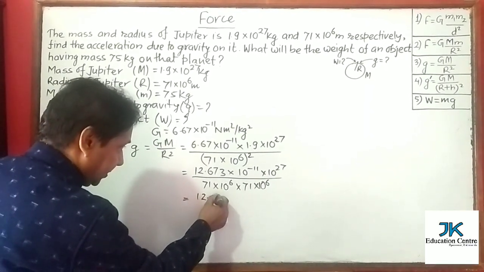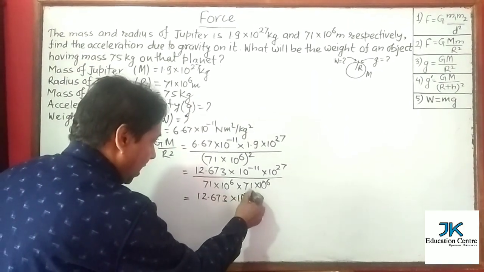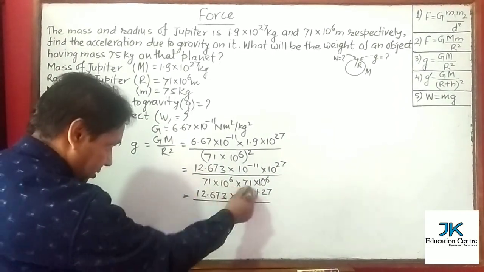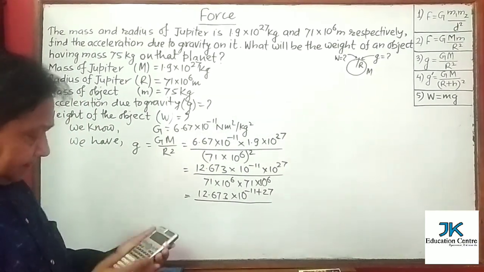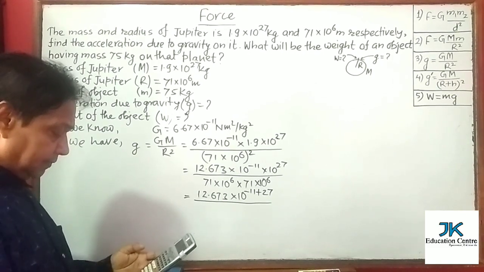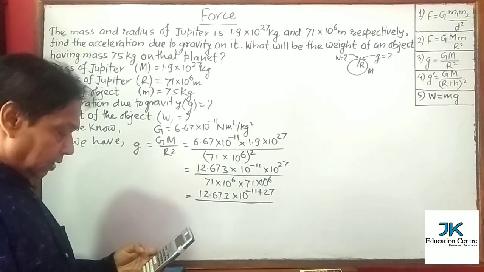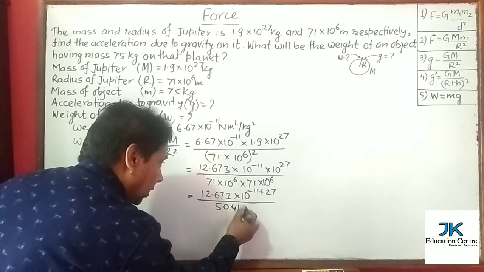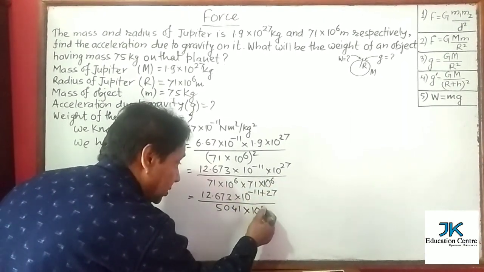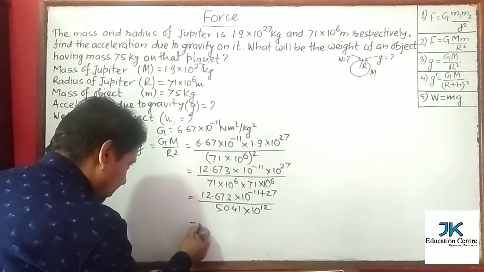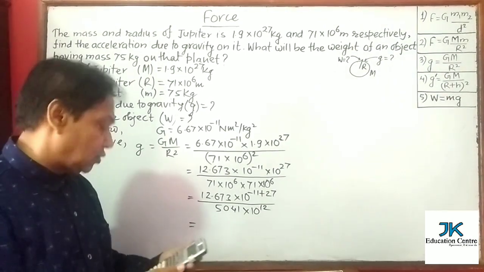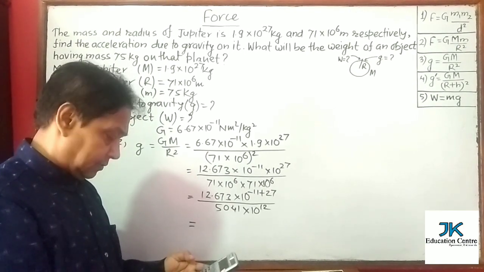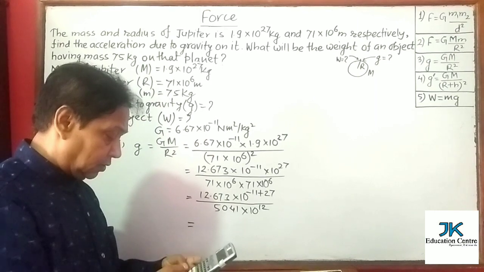Now, this is equal to 12.673 into 10 to the power minus 11 plus 27. If the base is the same, powers can be added. That's why. Now, in the denominator, 71 into 71. This is equal to 5041. 5041 into 10 to the power 6 into 10 to the power 6. It means 10 to the power 6 plus 6, 12. This is equal to, now, 12.673 divided by 5041.